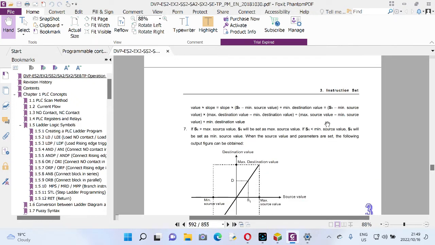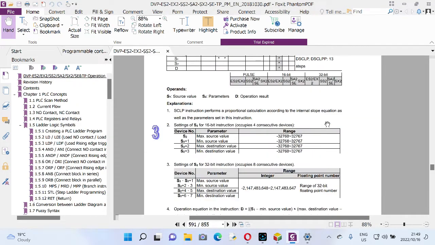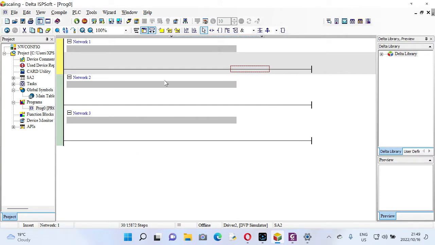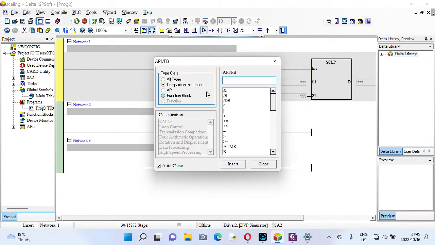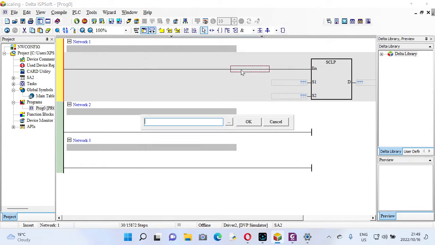So I'm going to see how we are going to be doing it on the software side now, right? I'm going to take my function SCLP, press enter. This is a shortcut. You can actually get it even here if you type here all types and then SCLP. You get your function like this. So I just did the shortcut.